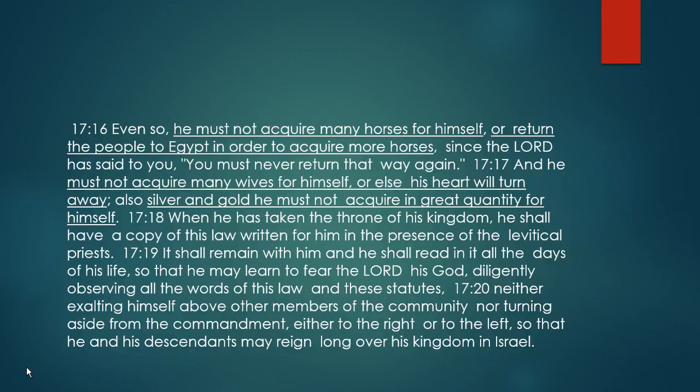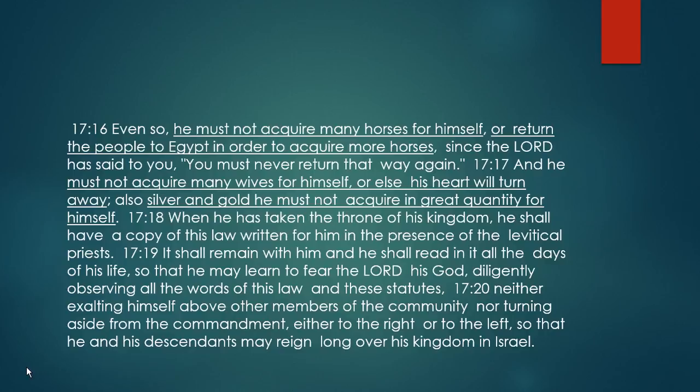And he must not acquire many wives for himself, or else his heart will turn away. Also, silver and gold he must not acquire in great quantity for himself. Okay. So we start to see that this mention of all the horses and all of the silver that Solomon acquired was not at all to be a congratulatory statement, but is to introduce us to some of the dangers that are going to affect Solomon's rule and are going to be in direct contradiction to how God had told the people to live and how their king should conduct himself.